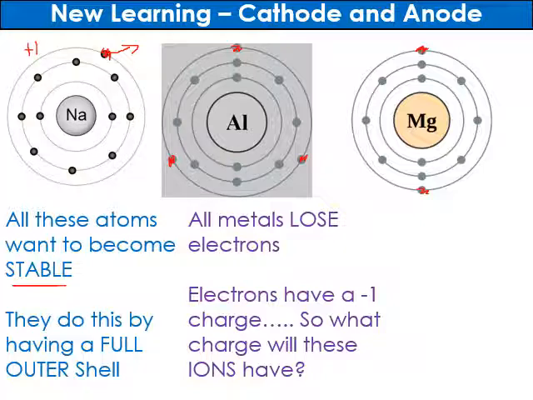Aluminium has lost 3. So what's it going to become? It's going to become positive 3. And magnesium has lost 2 negative charges, so it's going to become positive 2. Hopefully it makes a bit of sense. Electrons are negative charge. If you lose 1 negative charge, you're going to become positive. And that's how these 3 ions are formed.